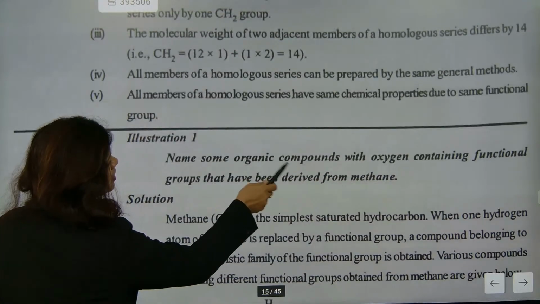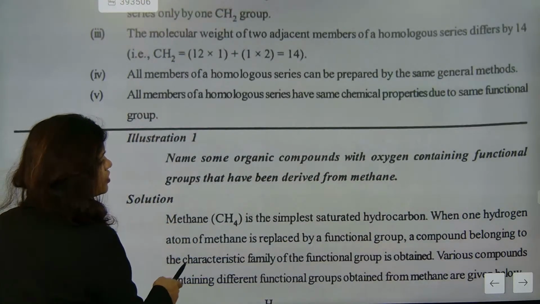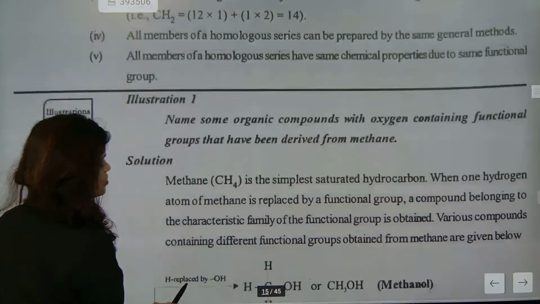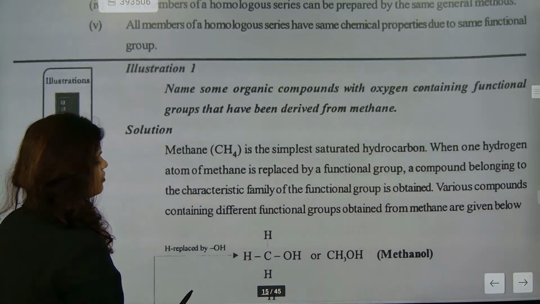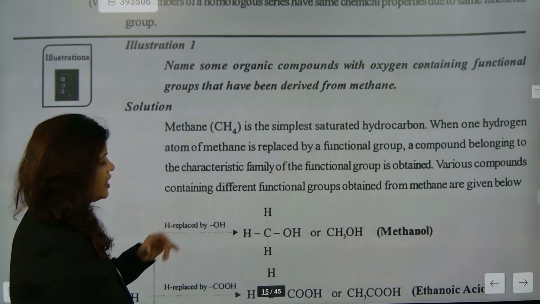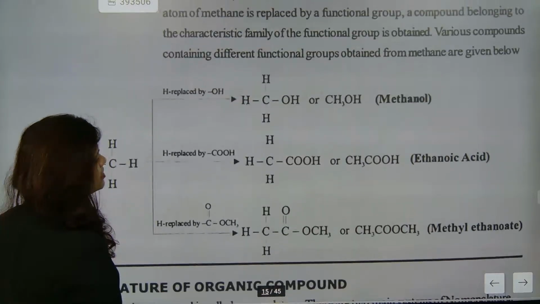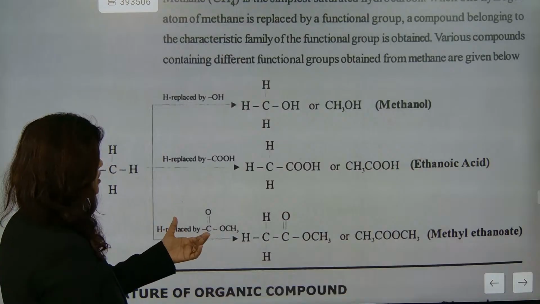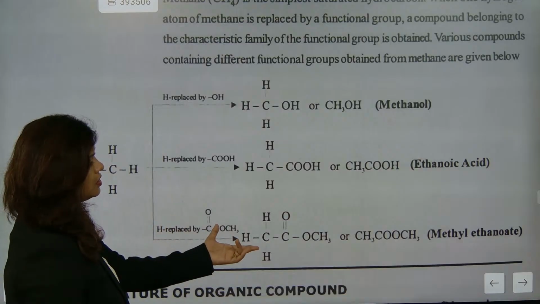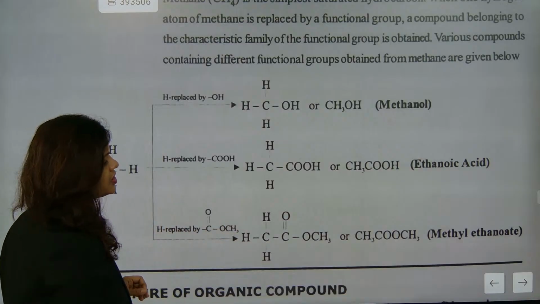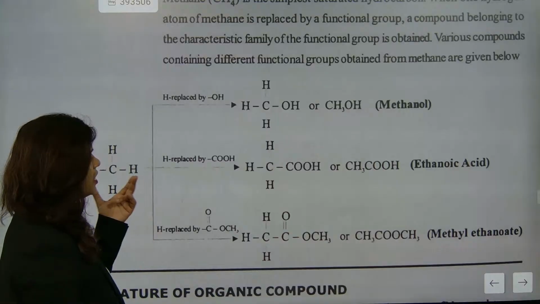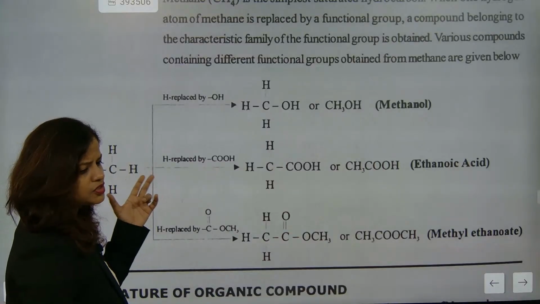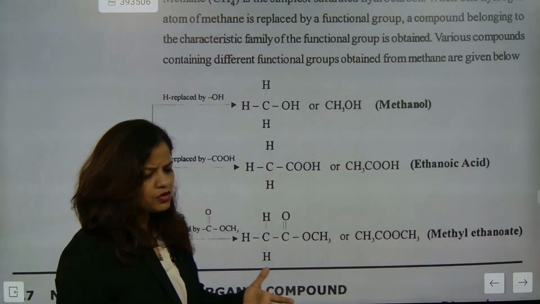Name some organic compounds with oxygen-containing functional groups derived from methane. If we write derived from methane, we can add OH, it will become methanol. We can add COOH, it will become ethanoic acid. If you add COO, then it will become methyl ethanoate. So once we replace one hydrogen, a carbon alkyl group can be attached.